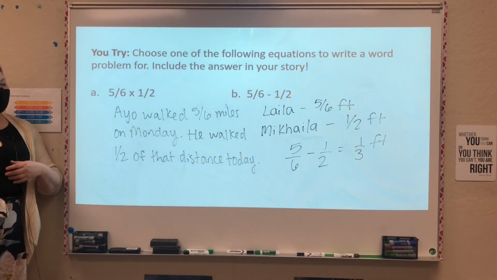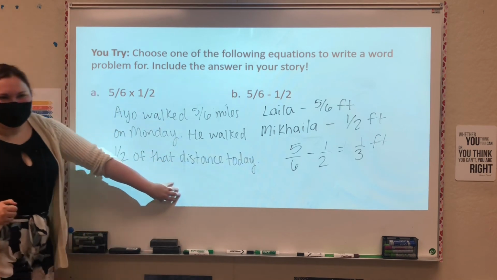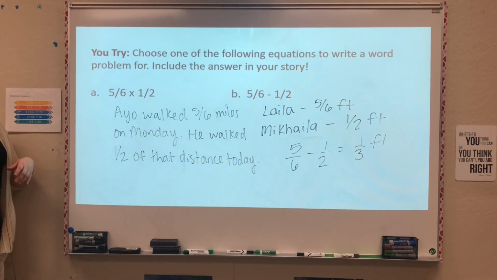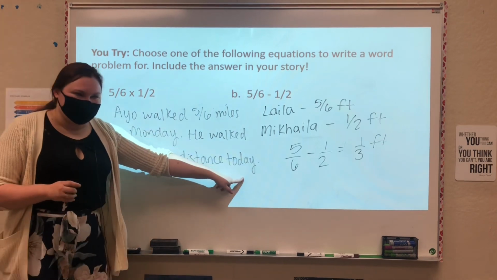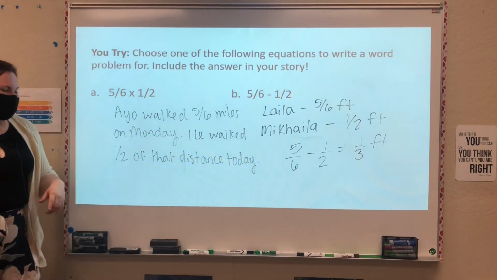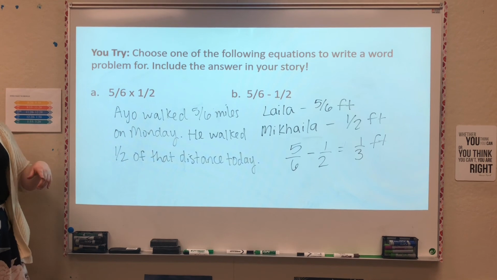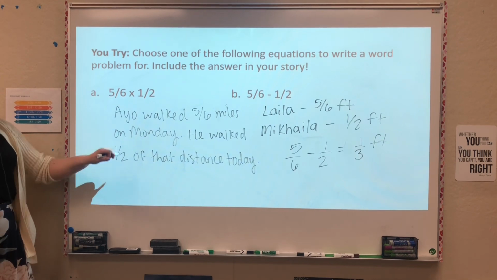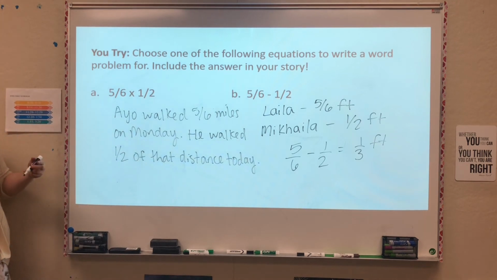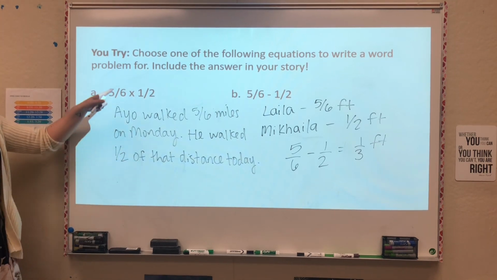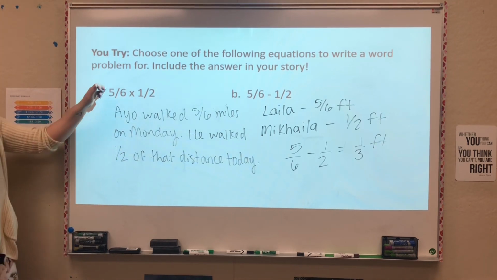I'm not asking for math. I'm saying what would the word problem be? What would the question be I'm asking here? We know how far he walked Monday. Do we know how far he walked today? I see you shaking your head no. The question would be, how far did he walk today? You can find how far he walked today by taking half of 1/6 by doing this math here.